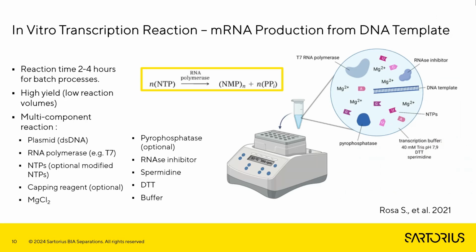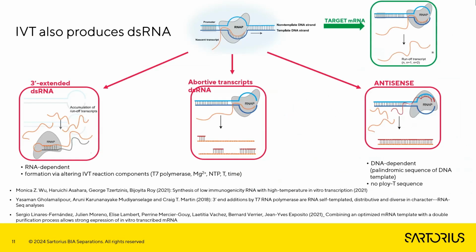IVT reaction also produces an unwanted side product, and that is double-stranded RNA. So more or less same principles as guide the production of mRNA also guide the production of double-stranded RNA. What are the exact factors that drive the production of dsRNA is still under intense exploration. We understand quite a lot of the features, but I think not yet all. And it's quite a complex field, still unexplored fully.